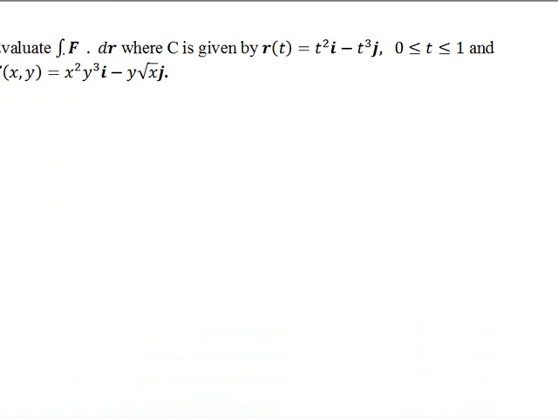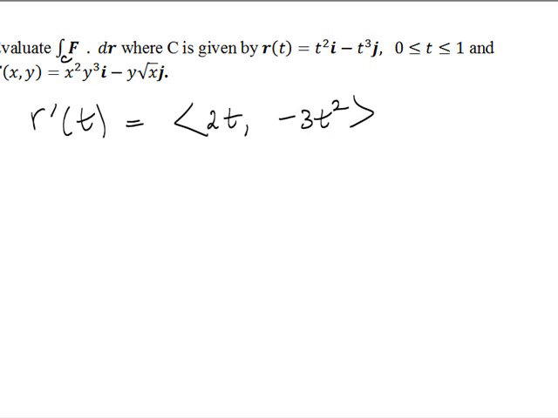Alright, so we need a little C below here. We have our r of t, we have our range of values for t, and we have the vector field. So let's start. First thing, find r prime of t. I like to use my angle brackets instead of the i and j's. So what's that? 2t, minus 3t squared.